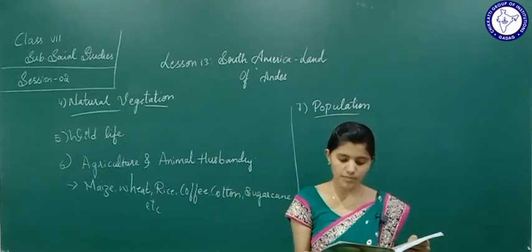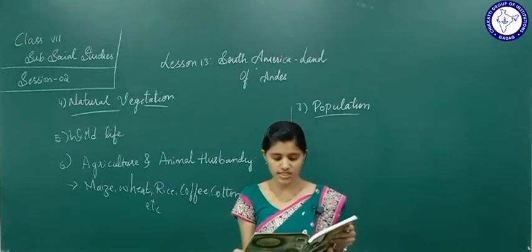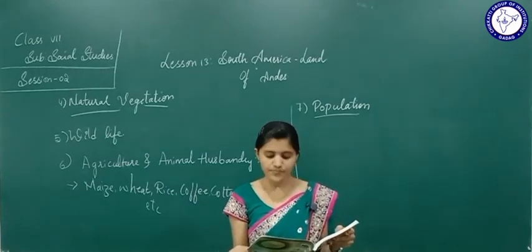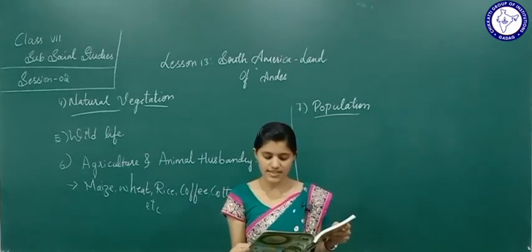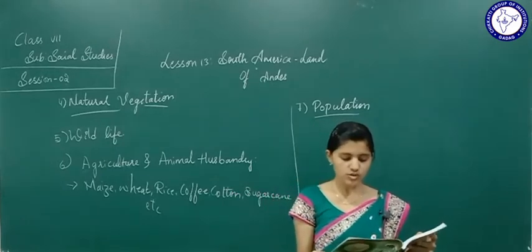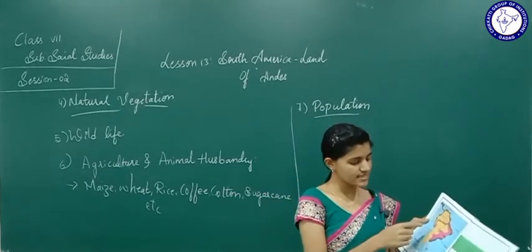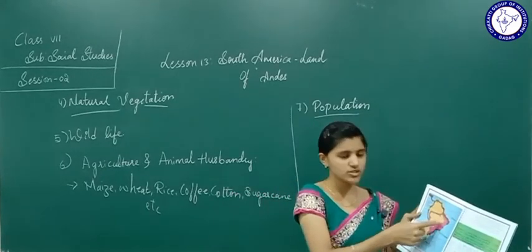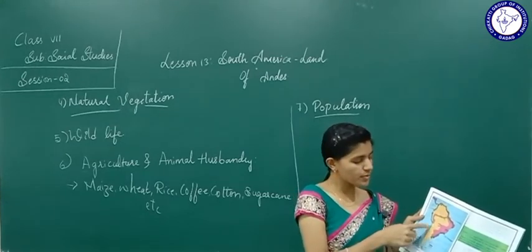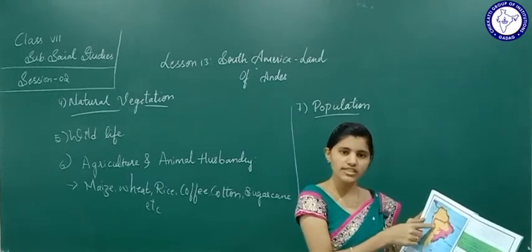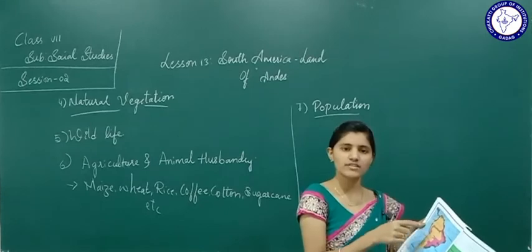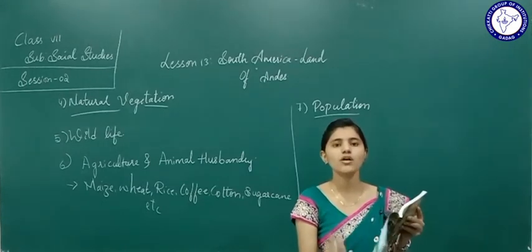Population in South America is mainly concentrated in coastal areas, but the central continent is less populated, so it is called the hollow continent, since it is thickly populated on the coastal areas and low populated in the central part of the continent. That is why it is called the hollow continent.